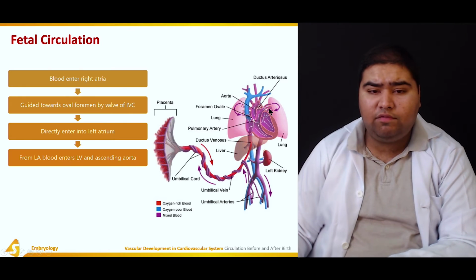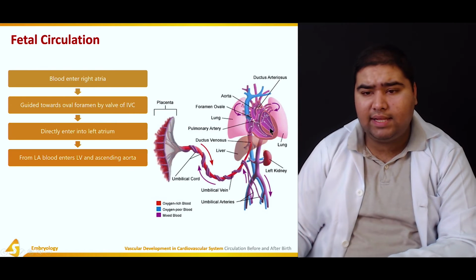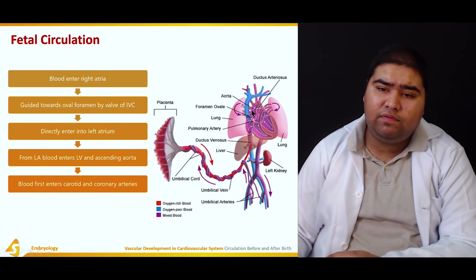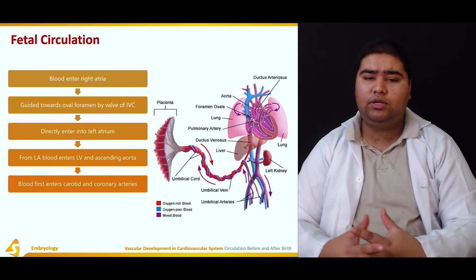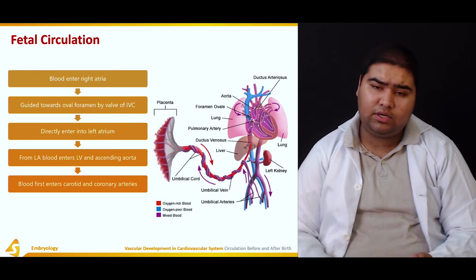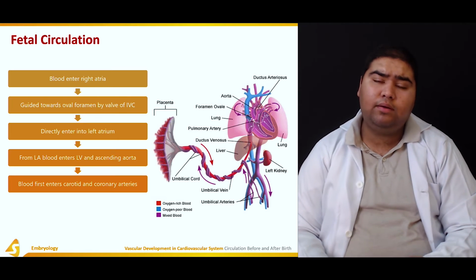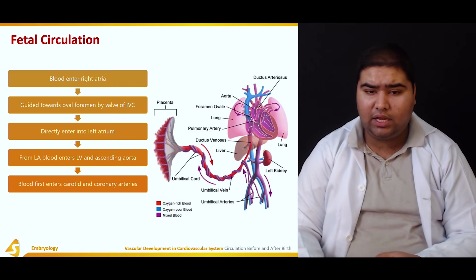Now blood from the left atrium enters the left ventricle, and from the left ventricle the ascending aorta. This is the ascending aorta. Blood first enters the carotid and the coronary arteries. Carotid arteries and the coronary arteries are the first to get blood as the blood enters into the ascending aorta.